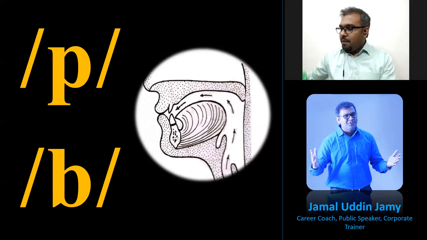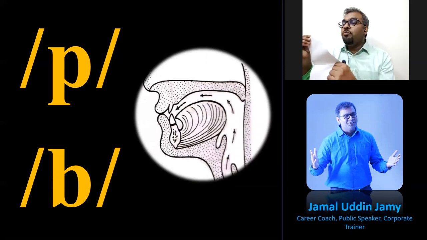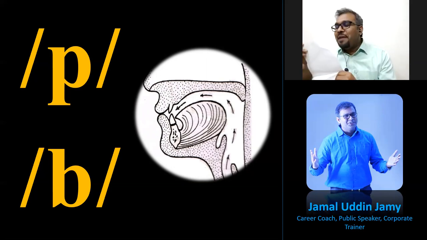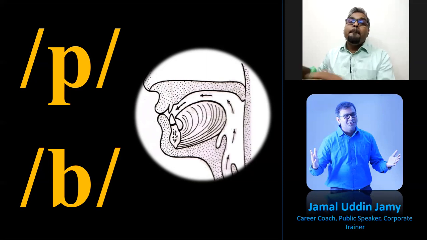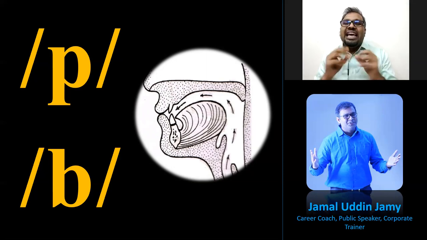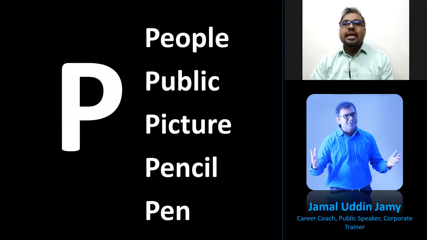If I give an example, let's see, like this will move. People, practice, picture. Don't do that like people, no. People, picture, pa, ba. Aspiration will be there, explosion inside your mouth, and suddenly your air will come out, okay? Practice, public, picture, pencil, pen.